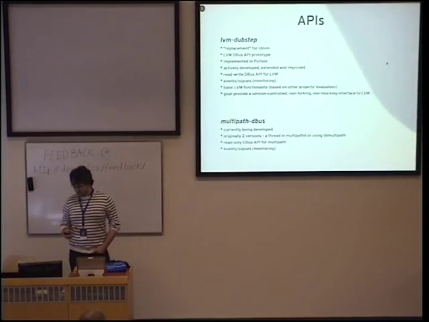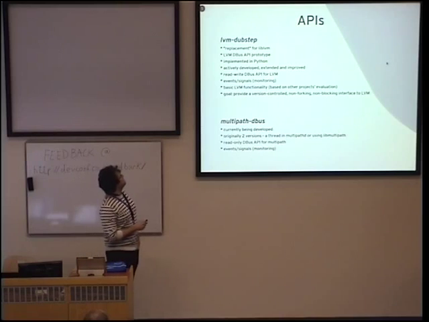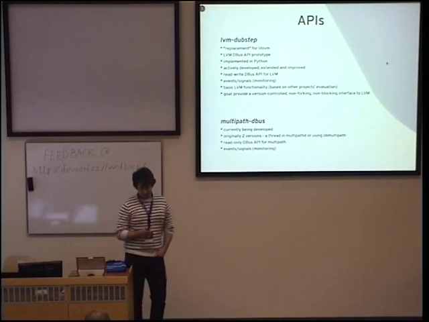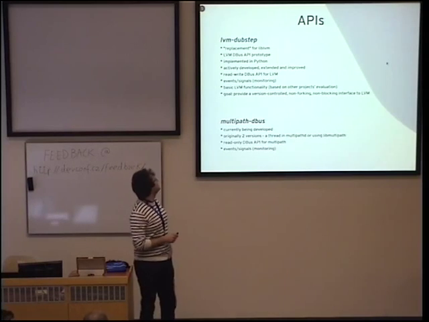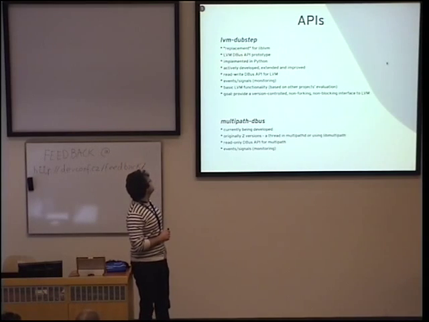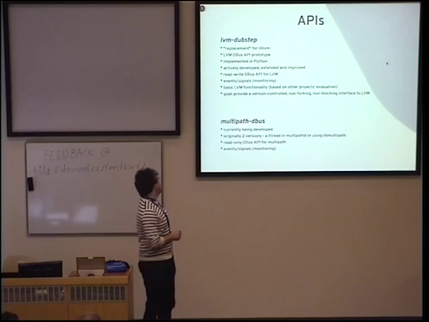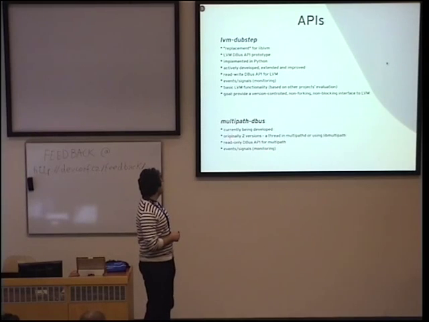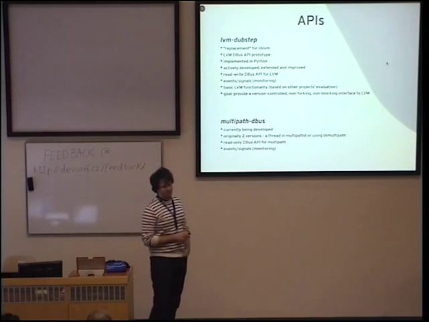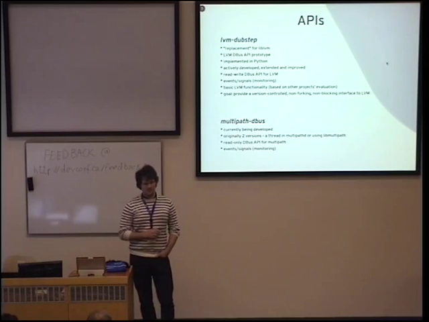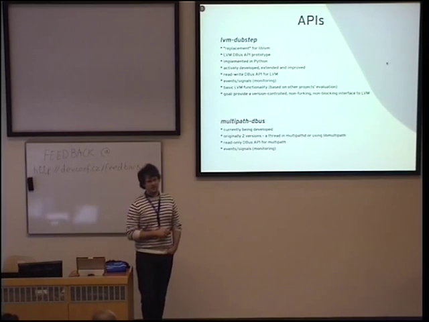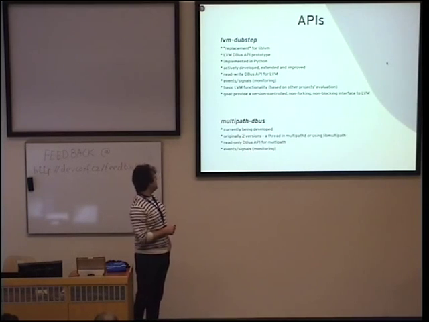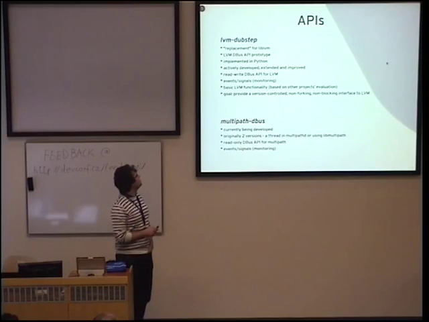So let's focus on the APIs. First of all, the two most recent things currently being developed are lvm-dbusd, which is an LVM D-Bus API prototype, and multipath D-Bus, which is a read-only D-Bus API for multipath, so you cannot make changes to your multipath configuration, but you hardly ever do that anyway. So the read-only API is kind of enough.